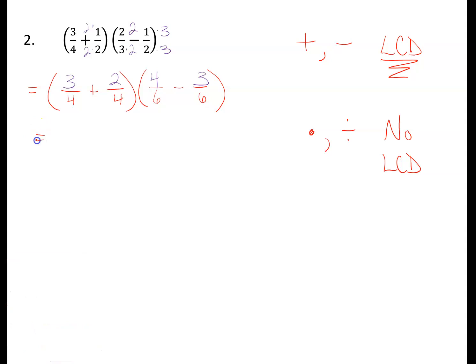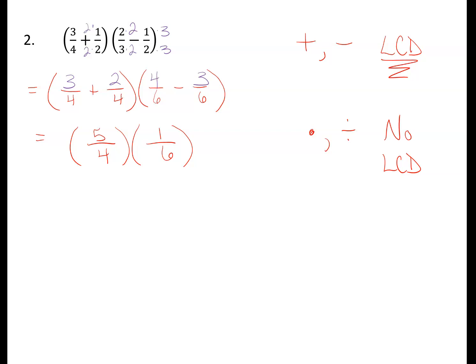Okay, so inside the first set of parentheses, we can now add the numerators together. 3 plus 2 is 5. And we keep the common denominator. And then in the second set of parentheses, we're going to combine with subtraction. So for the numerators, 4 minus 3 is 1, and then we keep our common denominator. Now these are multiplied together since there's no symbol between the parentheses. Multiplication. And remember over here, multiplication does not need an LCD.